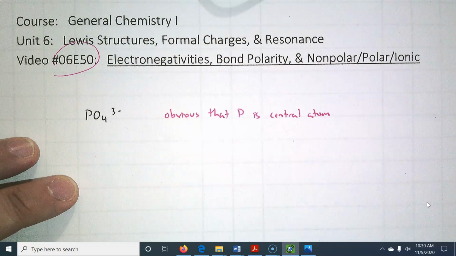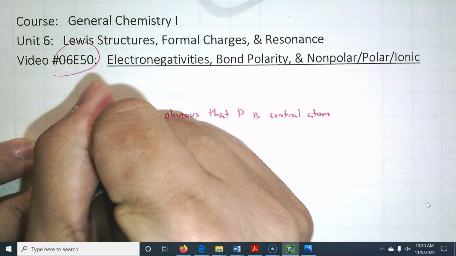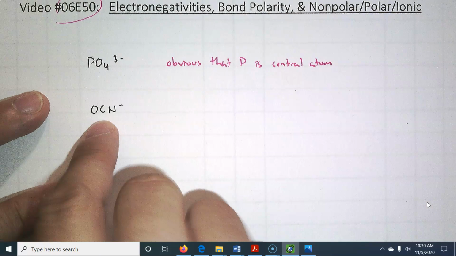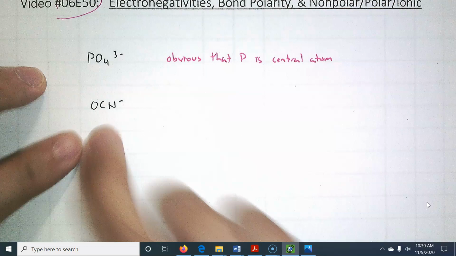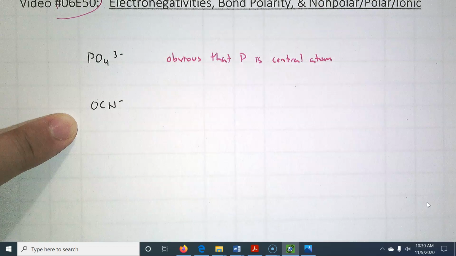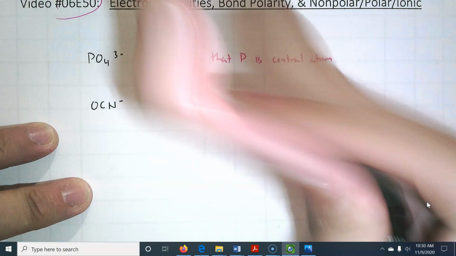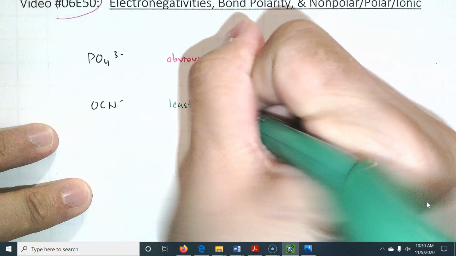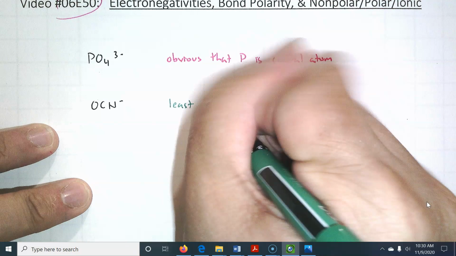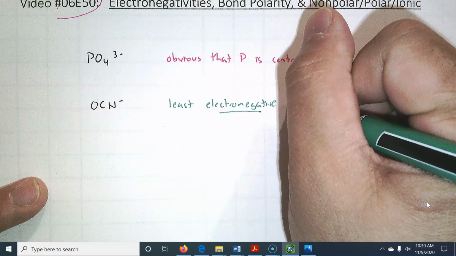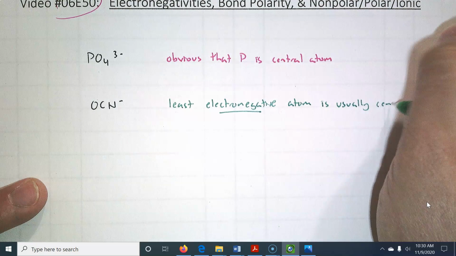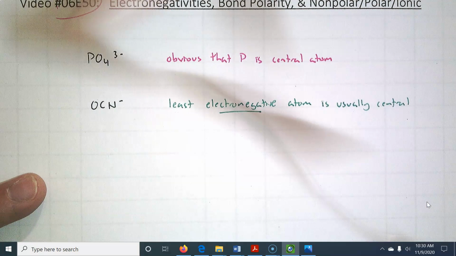But there are other examples that are not as easy. For instance, OCN. Now, we shouldn't assume just because C is in the middle that it's the central atom. When it's not obvious, like PO4 3 minus, then you're going to pick the atom that is the least electronegative. So there's that term, electronegative. The least electronegative atom is usually the central atom. So this is not so obvious.